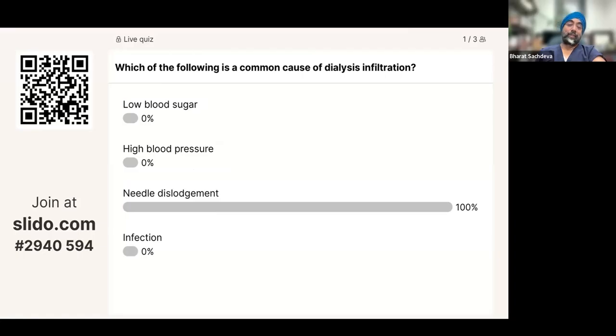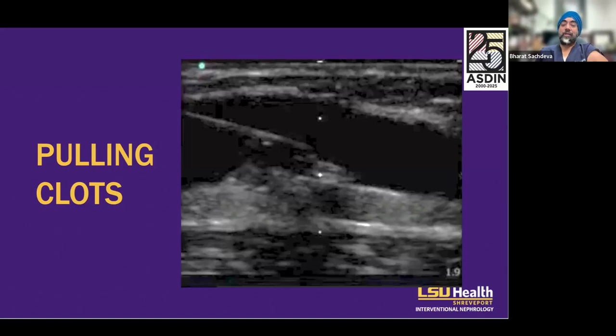Oh, excellent. Needle dislodgement, right? So if you do not get the needle in the right space, you will have problems with flow during that process. So here's an ultrasound of a patient that had problems with quote unquote pulling clots or having difficulty sticking.